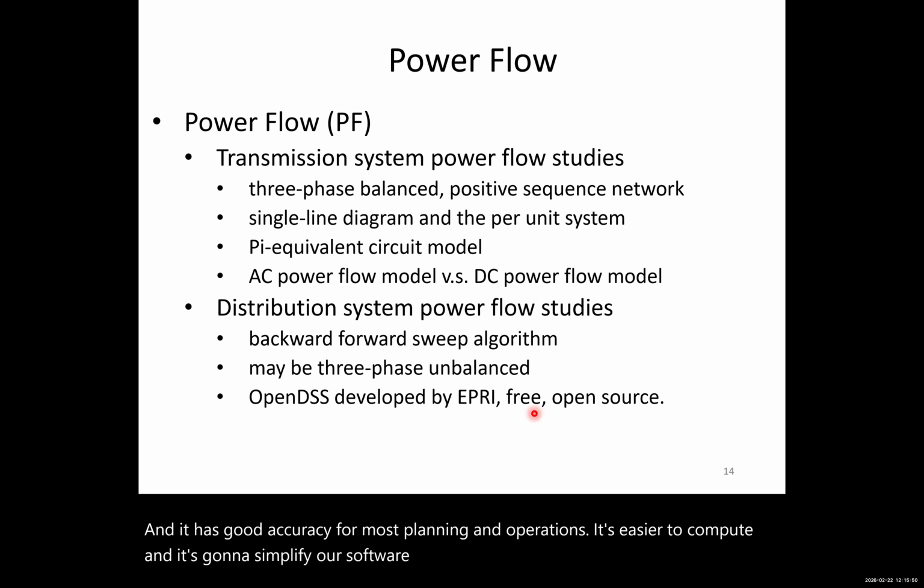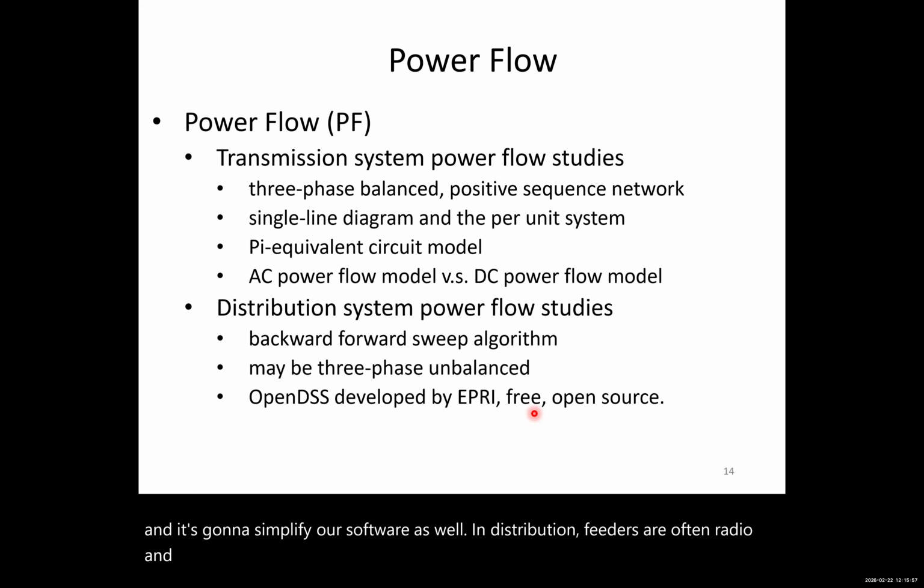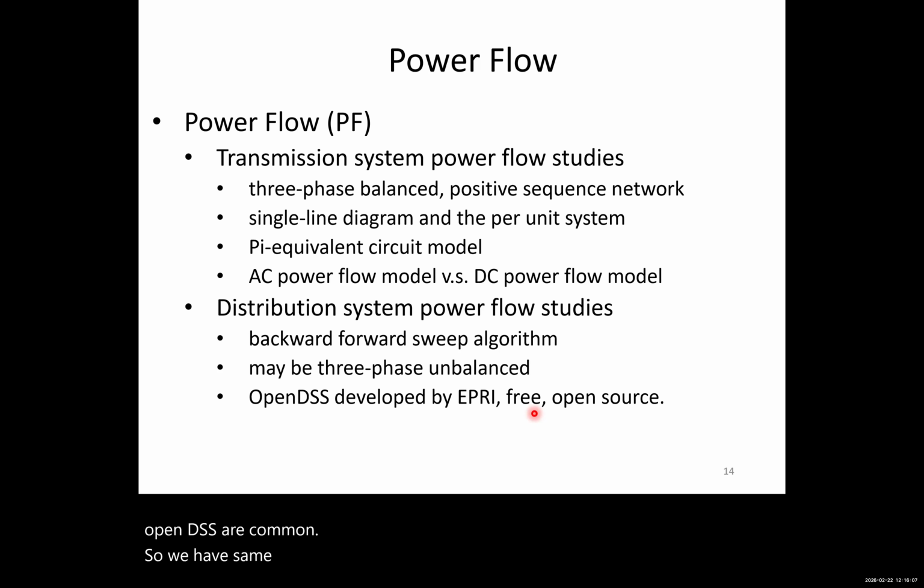In distribution, feeders are often radial and can be unbalanced with higher R to X. So specialized methods and tools like OpenDSS are common. So we have the same physics but different modeling assumptions and numerical techniques.